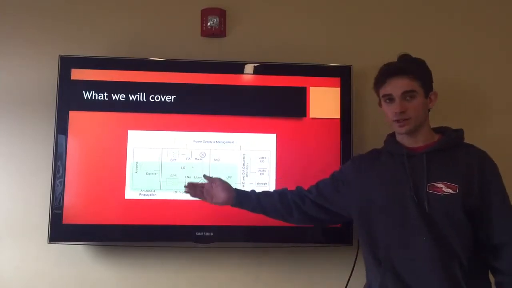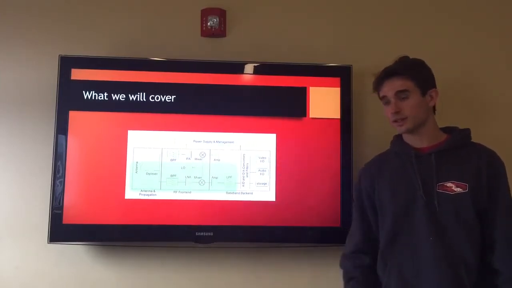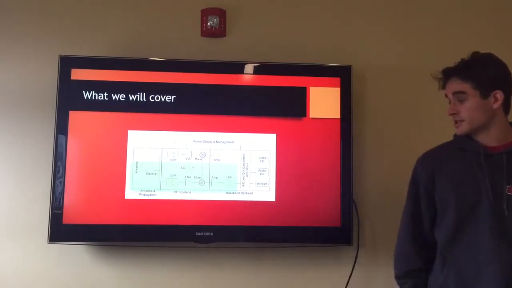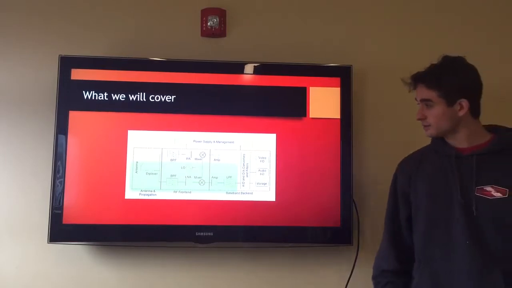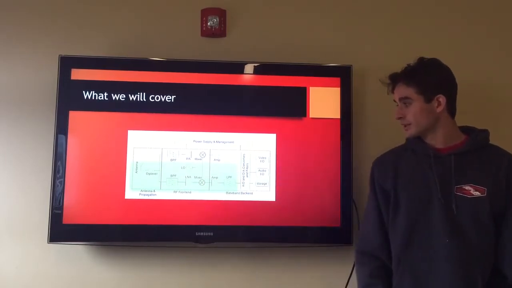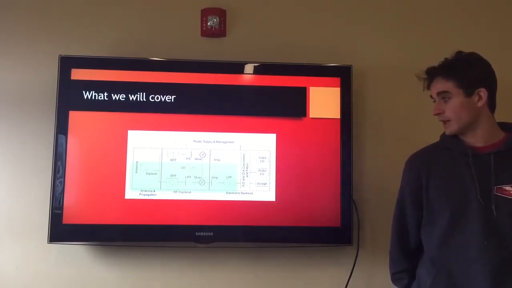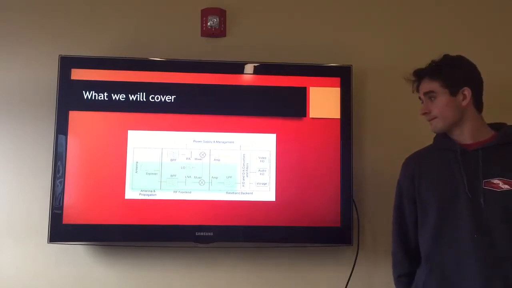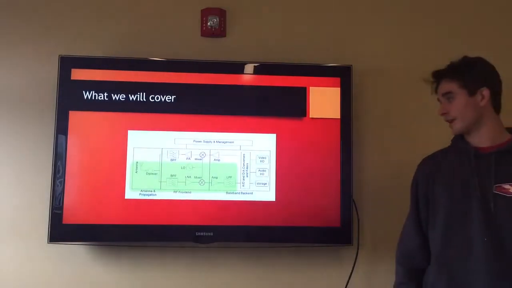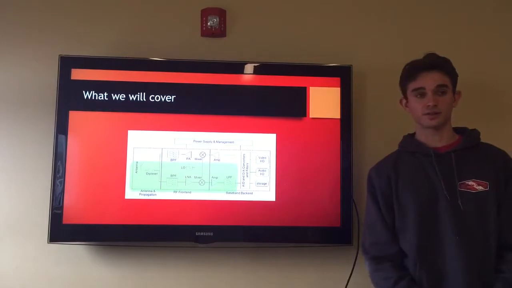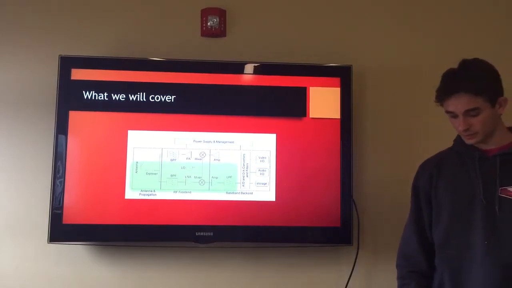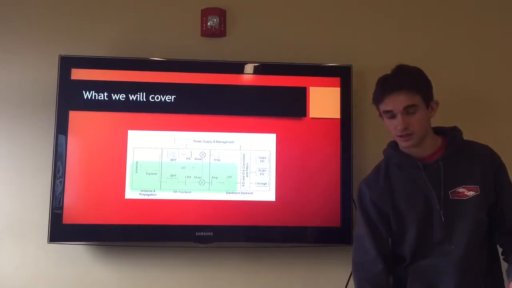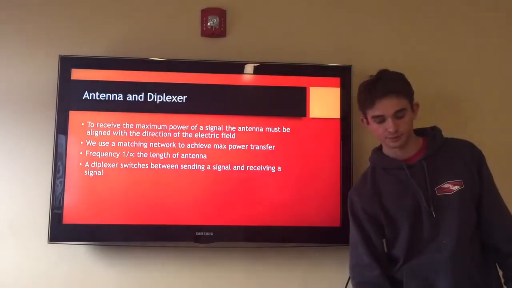We have our antenna, which senses the signal. We have a diplexer. A diplexer essentially just switches between whether we're going to receive or send the signal. We have our bandpass filter. We have our low noise amplifier and mixer. We have another amp. Then we have our low pass filter. And finally, after the low pass filter, it goes through some additional signal processing, which we will not cover. So let's start with the antenna and the diplexer.